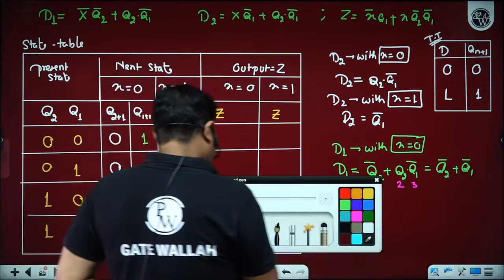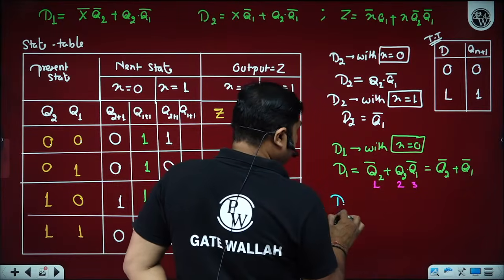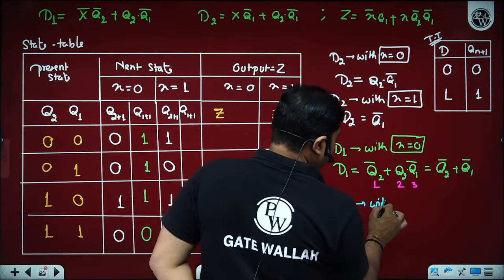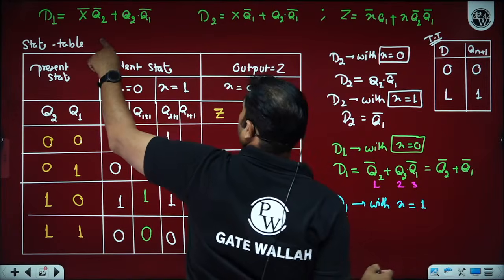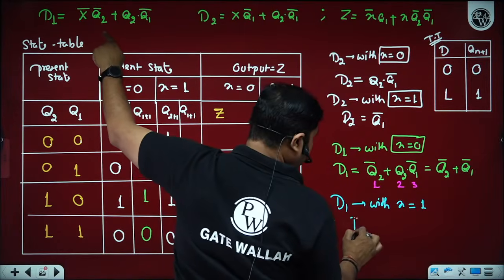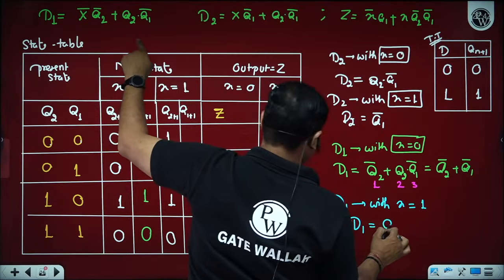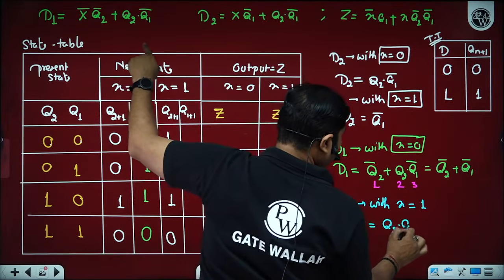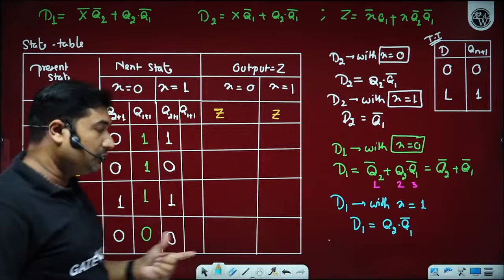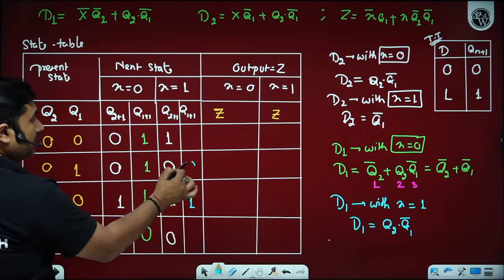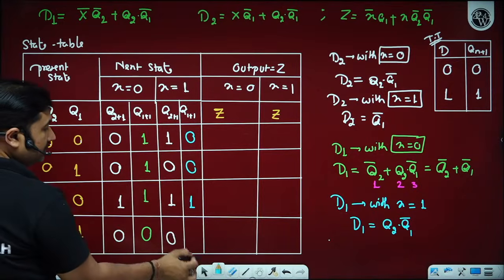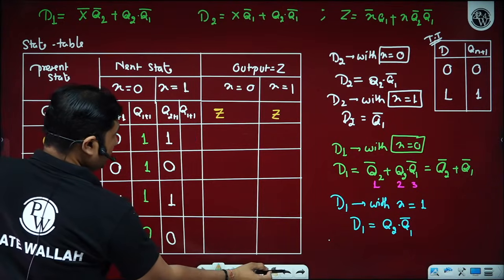With x equal to logic level 1, D1 with x equal to 1, this will become 0, and D1 will become Q2 Q1 complement. So Q2 Q1 complement is high only at this position. Everywhere else you will get 0. How many of you are able to understand, beta ji?